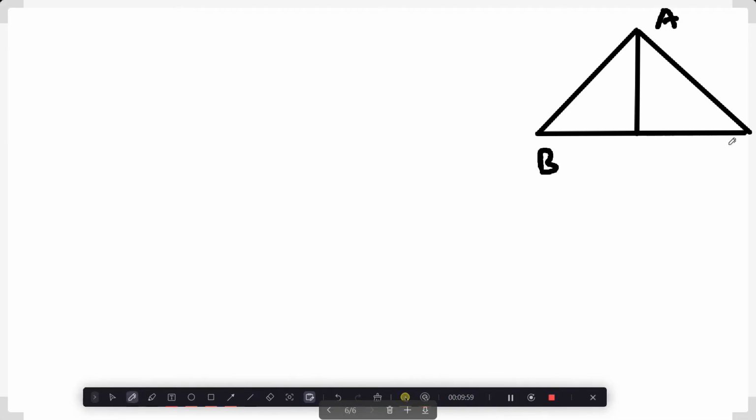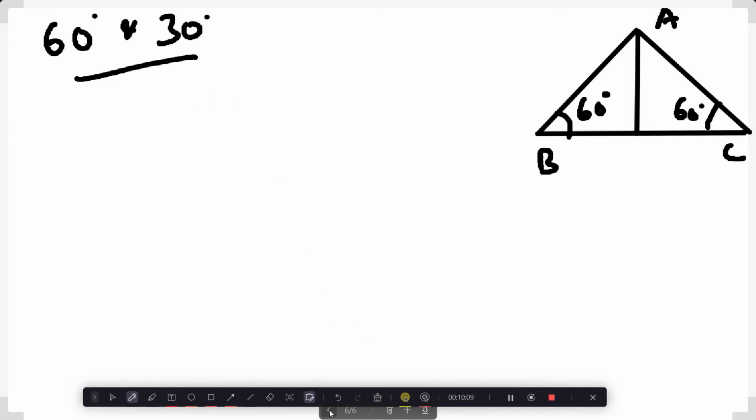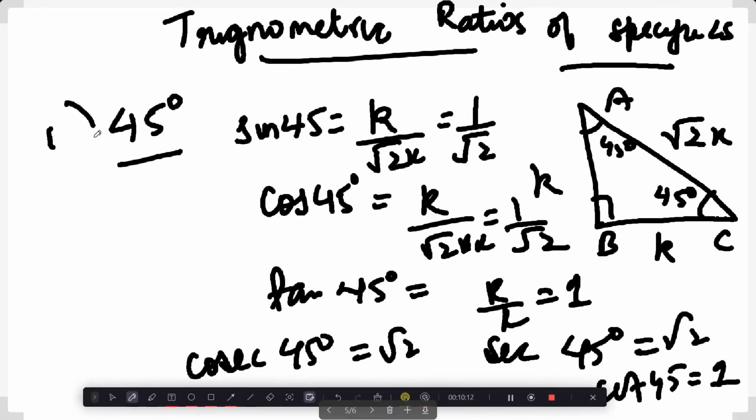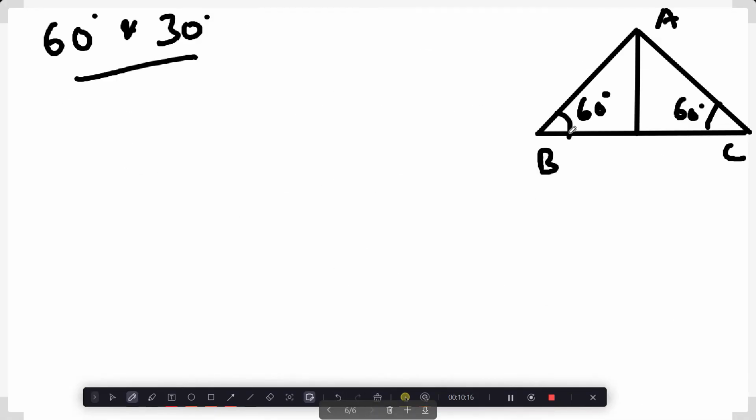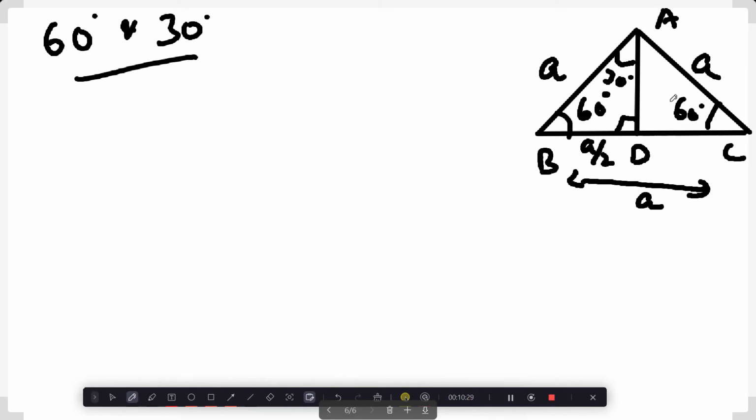Now this is an equilateral triangle. Basically the ratios which we are now finding out are for 30 and 60. We found out the trigonometric ratios for 45 degree. Now we are going to find out for 30 and 60 degree. So if this is 60 and we draw a line perpendicular here, this is 30. If this side is A, what is this? A by 2. How? Because these are two congruent triangles actually. So this will be A by 2, right? It will bisect it.